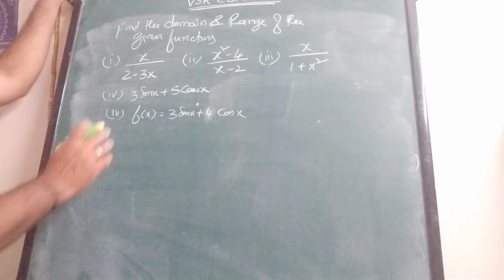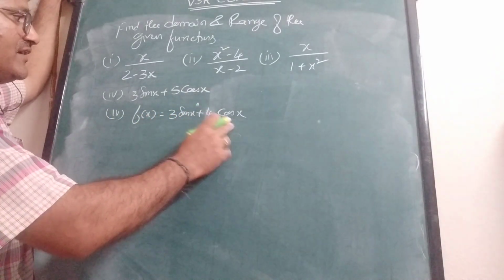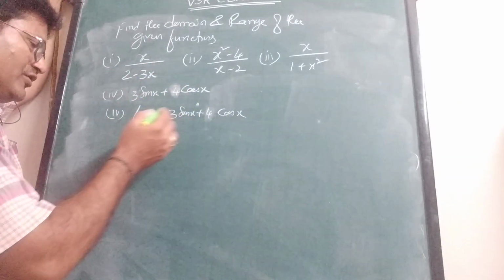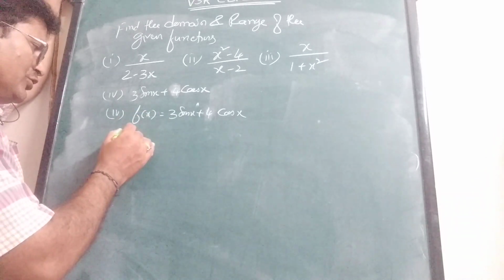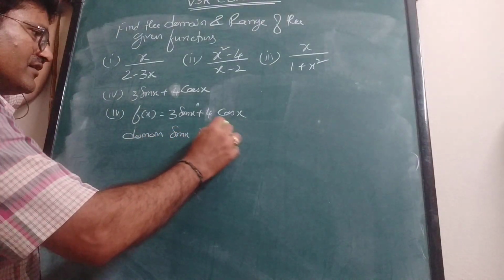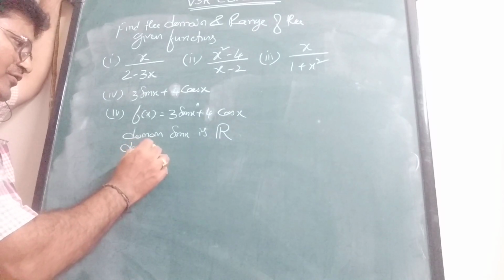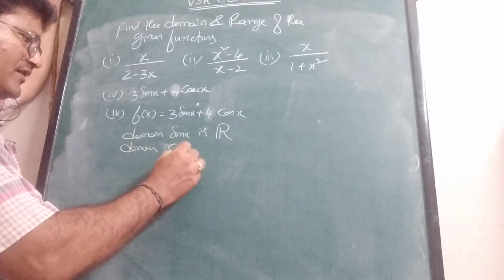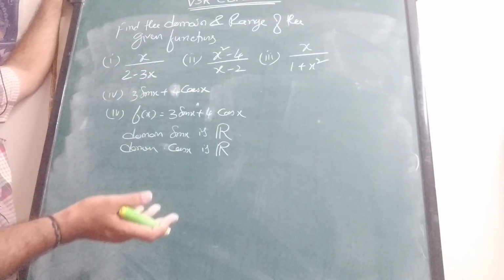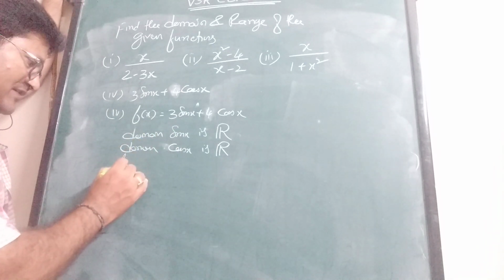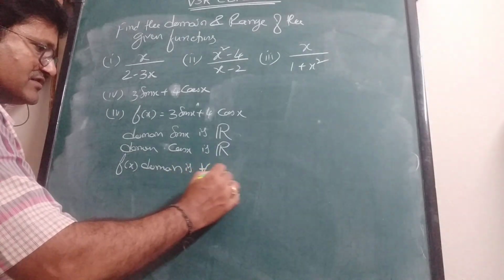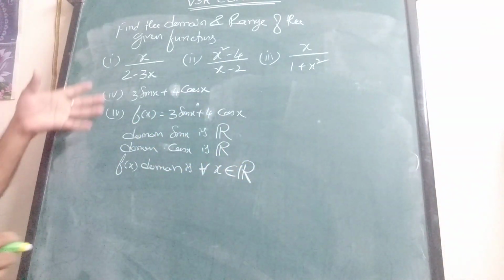Now we will go for f of x is equal to 3 sin x plus 4 cos x. So I can apply the formula. We have to find the domain first. Domain of sin x is R. Domain of cos x is also R. The sum of two real functions again has domain R itself. So the domain of f of x is for all x belongs to R. This is your function's domain.